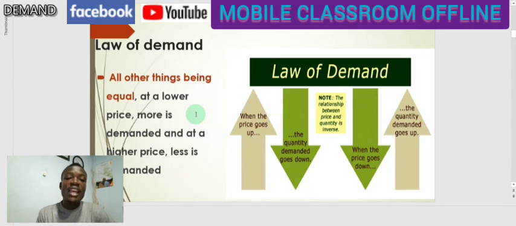And that is why we said all other things being equal. It means that all the other factors that, as a human being, you consider before purchasing a product should be equal. And the reason why this law is mostly based on price and not all the other factors is that price is the major factor. You can have all the other factors in place, but if you don't have what it takes to purchase the product, you will not be able to purchase it. So this is the meaning of demand and then the law of demand.